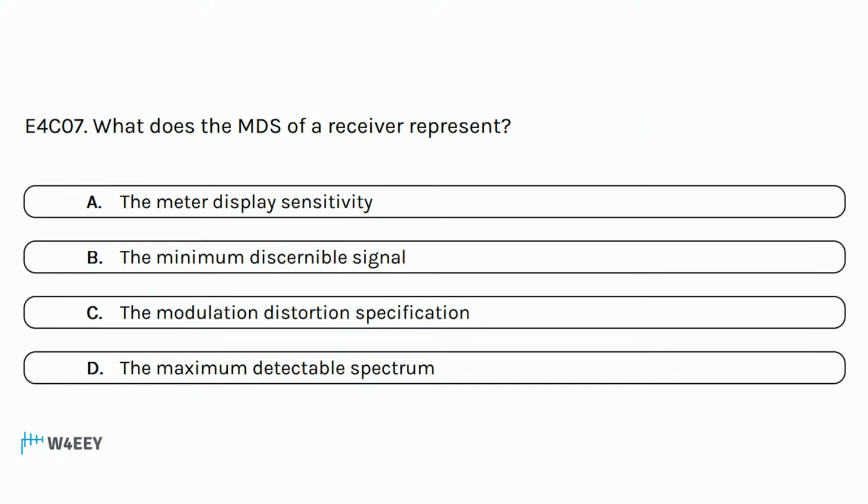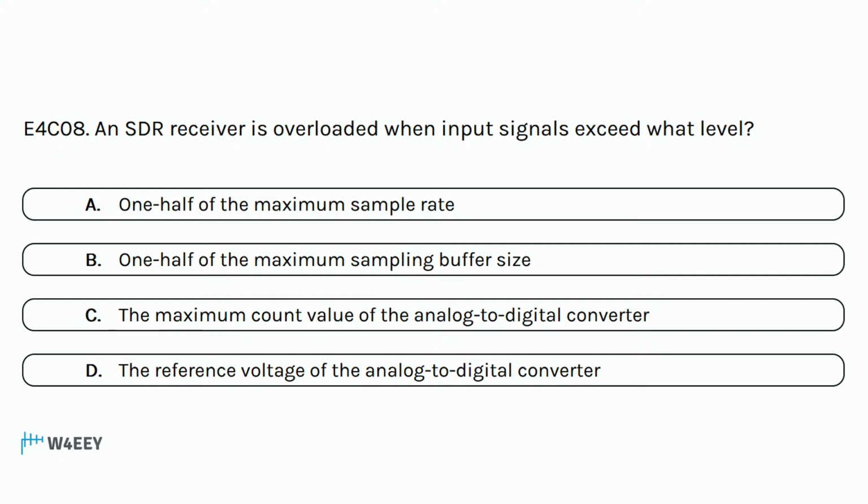And what does the MDS of a receiver represent? I almost said it. B. B, the minimum discernible signal. And an SDR receiver is overloaded when input signals exceed what level? Delta. Delta, the reference voltage of the ADC, the analog to digital converter.